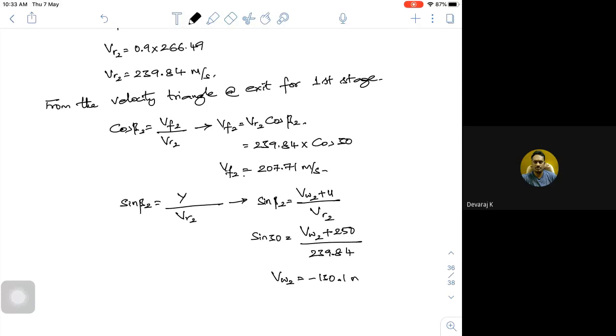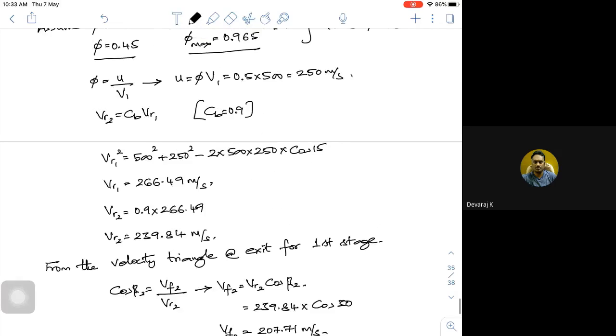If I do that, I'll be getting VW2, which is minus 130.1 meters per second. That means it is in the opposite direction. So it has to be minus of minus. That's the meaning of it. So VW1 minus VW2. You got it? Even if you calculate, roughly you may get a similar number. Okay. Next, this is about VW2.